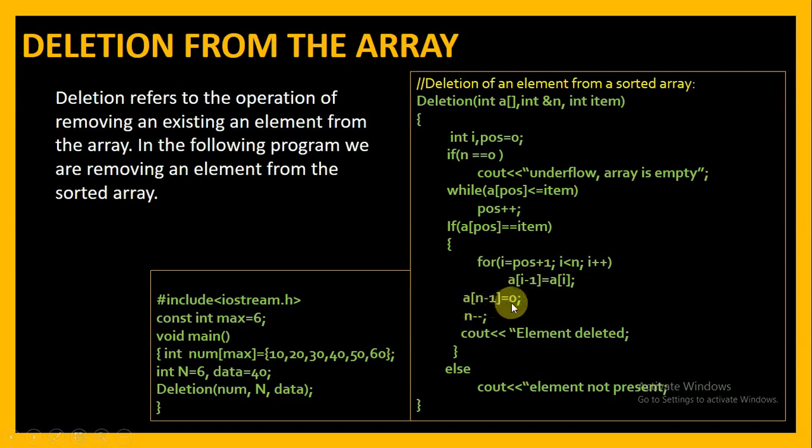At the end, we will make it 0 because this element is of no use now. We will make it 0, and we are saying n minus minus, which indicates that one element has been deleted. So we are decreasing the total number of elements present in the array, and in the end we are displaying element deleted. And if a[pos] is not equal to item, we are saying element not present. Let us see the memory diagram of it.